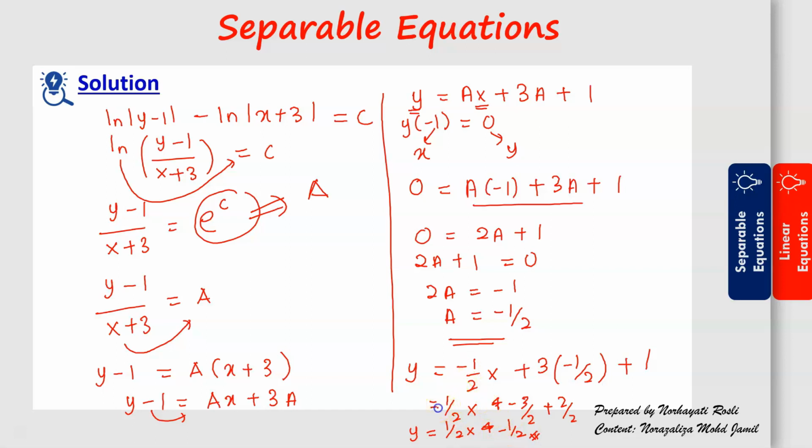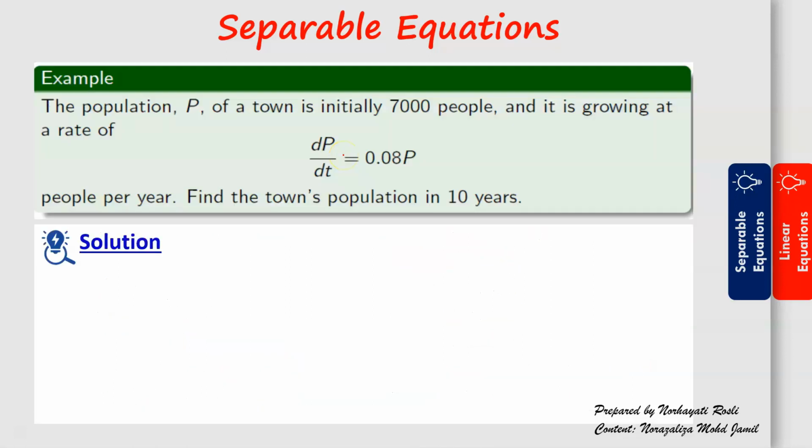Sorry class, here I missed the negative: negative 1 over 2 x minus 1 over 2. This is how we can get a particular solution using the separable method. Next class, we go to the application problem.